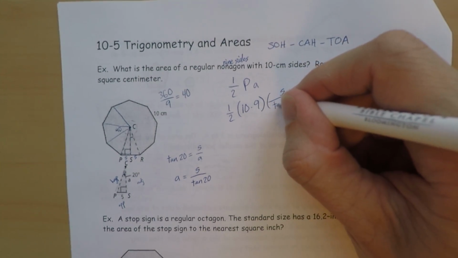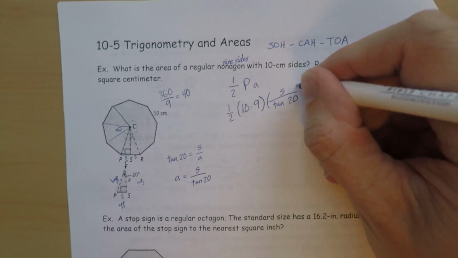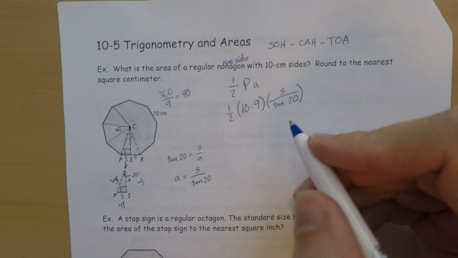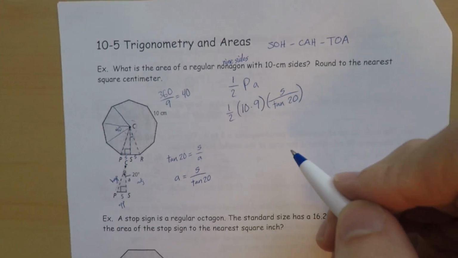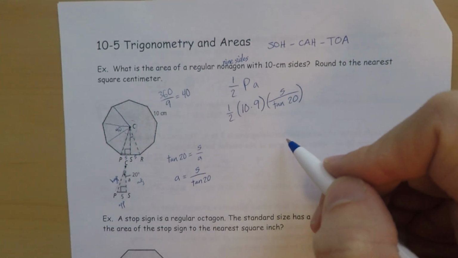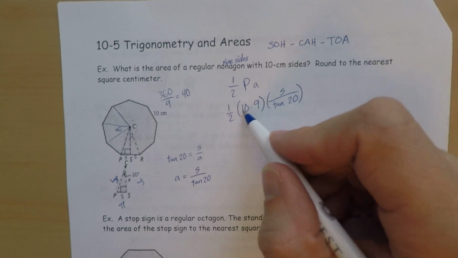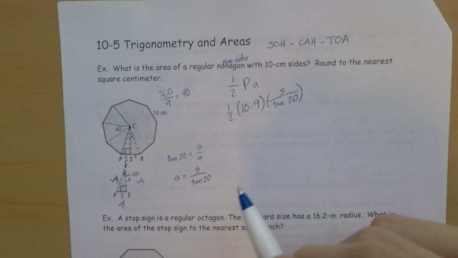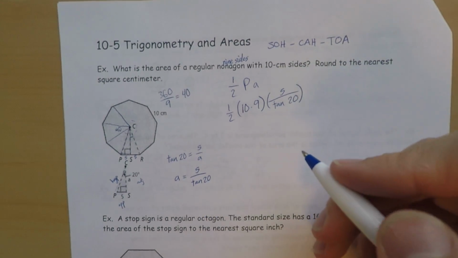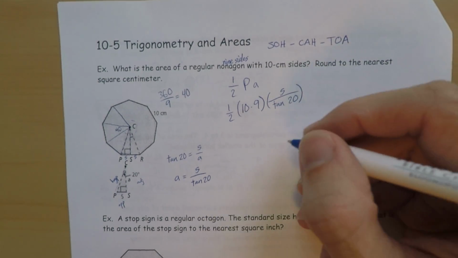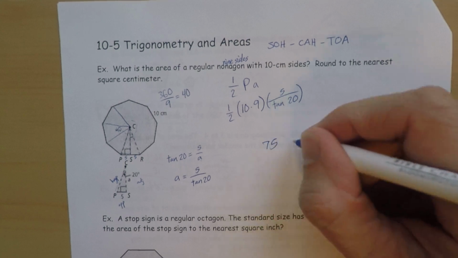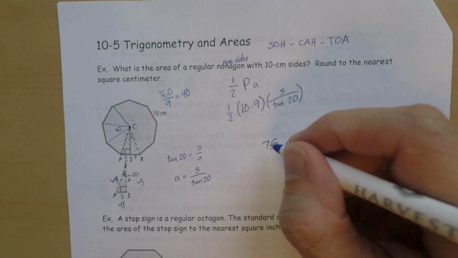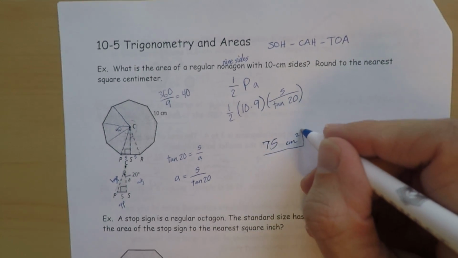We can put that whole thing in for our apothem, and then we just have to calculate. So if I had my calculator, I would do 5 divided by the tangent of 20 first, then multiply by 9, multiply by 10, multiply by 1/2. It said round to the nearest square centimeter. If we're rounding to the nearest centimeter, that means whole number, no decimals. You should get, and try that out on your calculator, 375, and we're dealing in centimeters, so square centimeters.